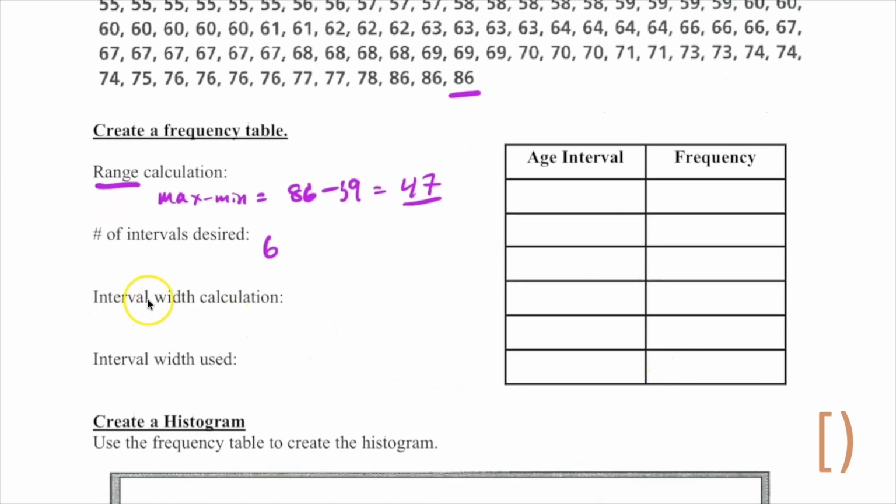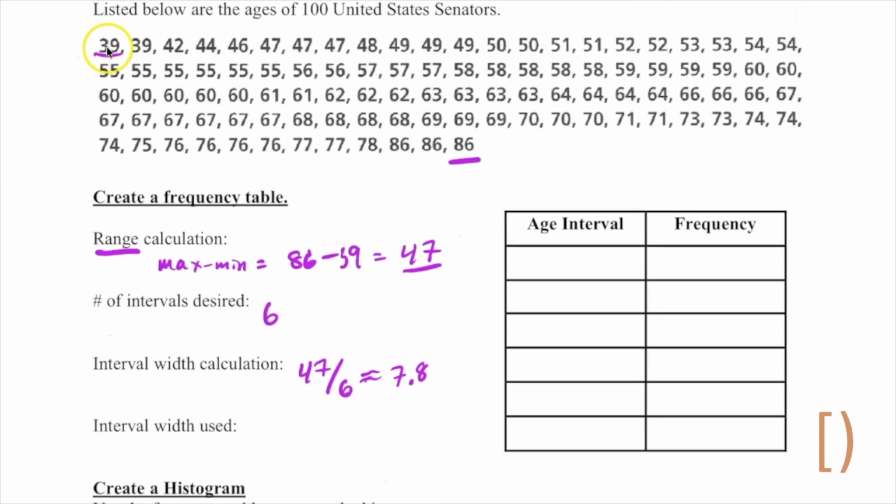So how do you figure out the intervals? Well, very simple. We get the range and we divide by the number of intervals we want. So we can go 47 divided by 6. So we're going to get about 7.8, so about 8. We can make it about 8 big. We could go from like 39 plus 8, which is like 47, and then plus 8, plus 8.